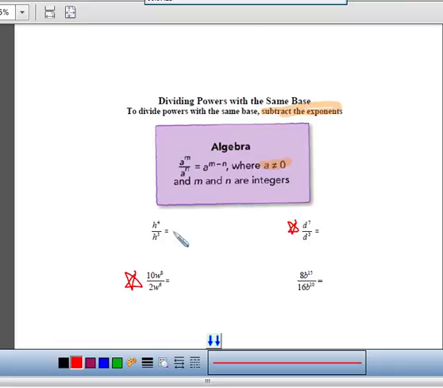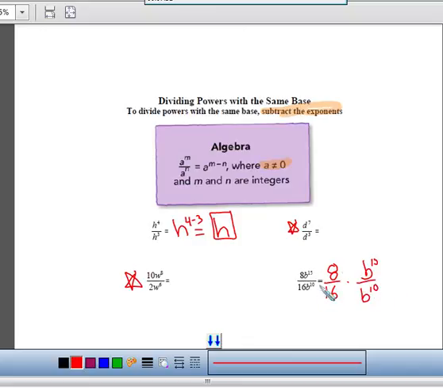h to the 4th over h cubed is really h to the 4 minus 3, which is h to the 1st power, or just h. And then this one over here. Now let's break this apart, and that's what you're going to do with this one. We're going to do the one with the b's as the base. So I've got 8 over 16, b to the 15th, and b to the 10th. So really that's 8 over 16 times b to the 15th over b to the 10th.